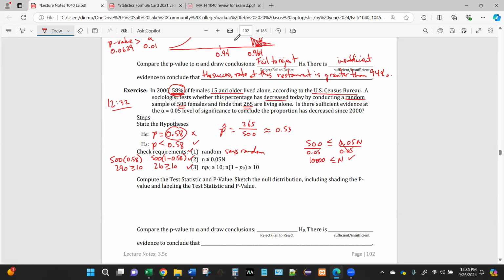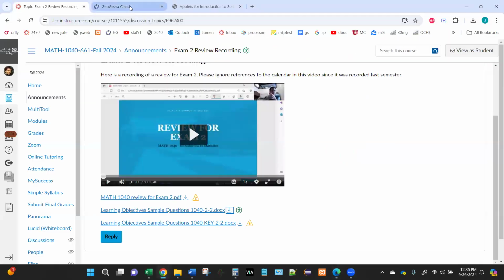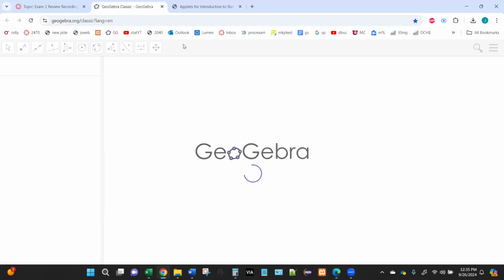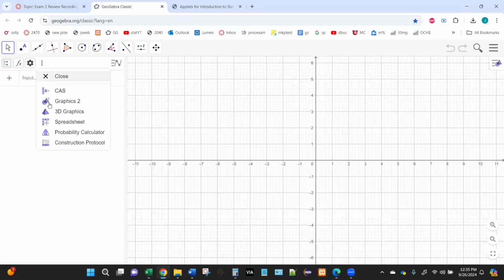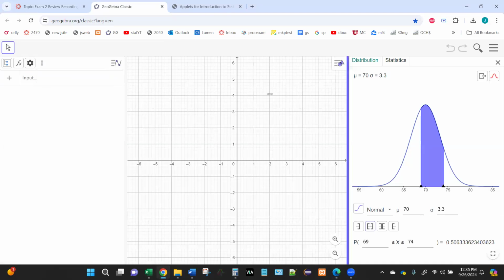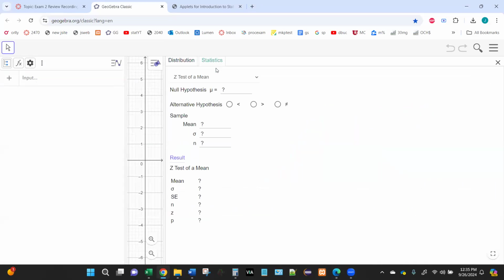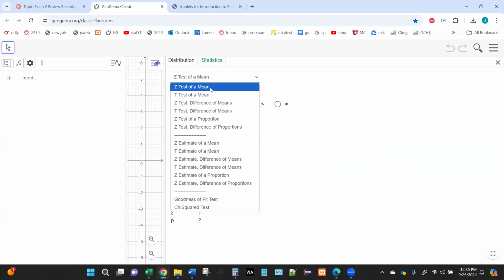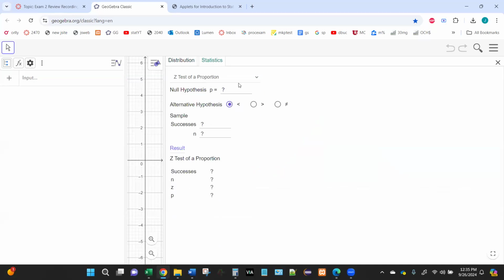So we run over to GeoGebra, and let's go from scratch here. We're going to toggle the 3 dots, probability calculator, and we go to the statistics dropdown. So this is a z-test of a proportion. The null value is 0.58. The alternative is that it's less than, it's decreased. And we're going to put in our successes. We had, let's see, 265 out of 500.